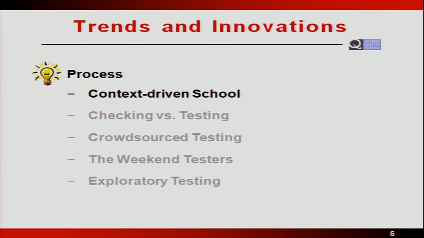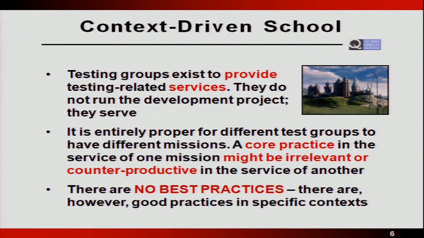So let's start with process, and I'm going to start with what's called the context-driven school. The context-driven school believes that test exists not to run the project, although sometimes we'd like to, but to provide testing-related services. We are a service organization. That's what testing is all about. We are here to serve. Another idea of the context-driven school is that it is entirely different for different test organizations in different projects at different times to see testing very differently. A core practice or a core process in one context may be outlandish in another context.